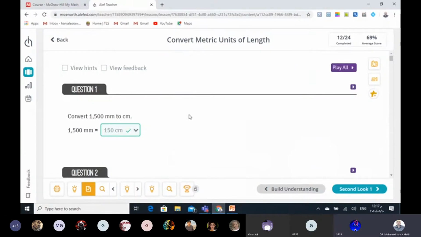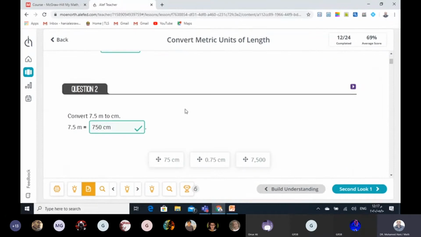After you see the videos, here we have the exercises.